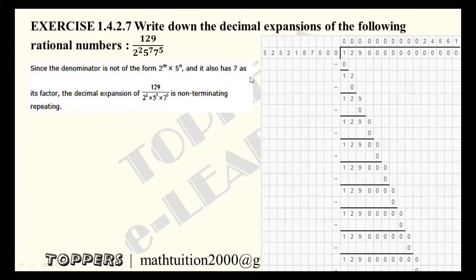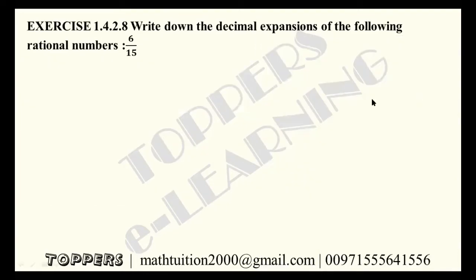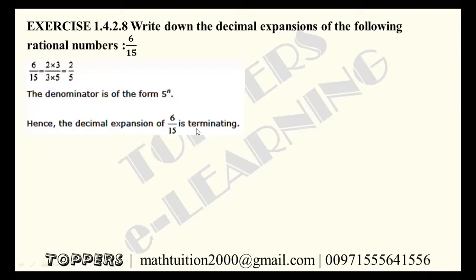Okay, let us go for the next one. 8th one. 6 by 15. Prime factorization of 15 is 3 into 5. In the numerator we have 2 into 3. So on cutting, we will get 2 by 5. So the denominator contains only 5. Right, so it is in the form of 2 raised to m into 5 raised to n. So it is a terminating decimal expansion.